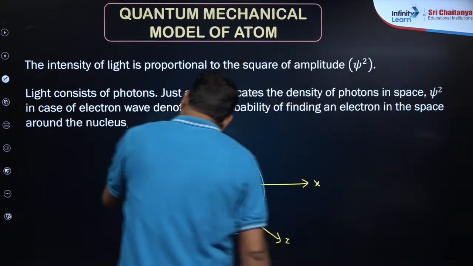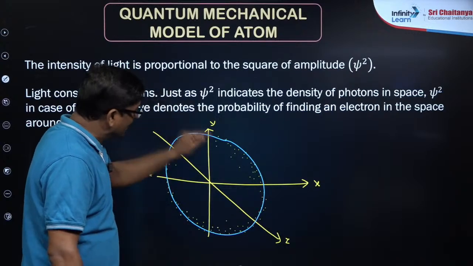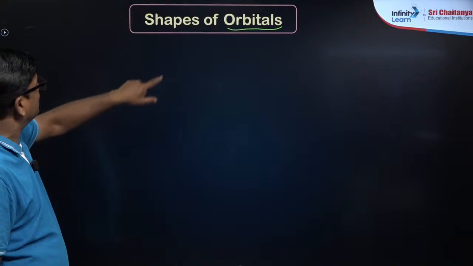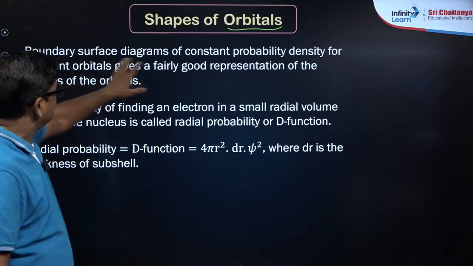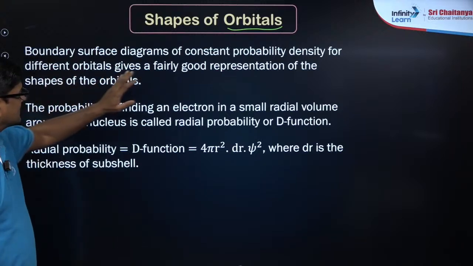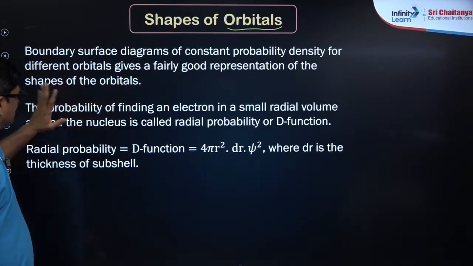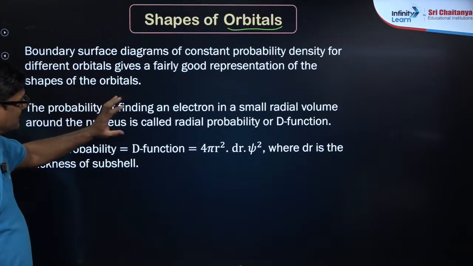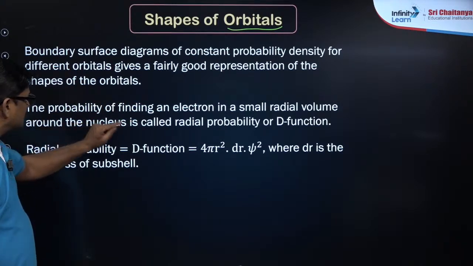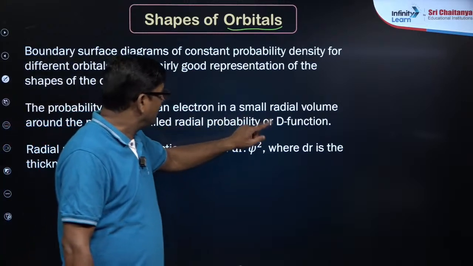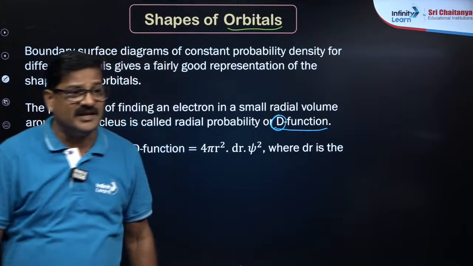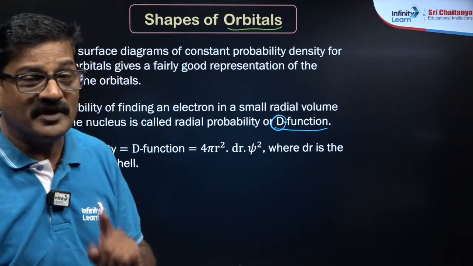And this is the probability finding of the electron. Where it is maximum is called the orbital. That is what you call the shapes of orbitals. Here, boundary surface diagrams of constant probability density of different orbitals are given. It is a fairly good representation of the shapes of the orbitals. The probability of finding an electron in a small radial volume around the nucleus is called radial probability or D function. D stands for radial probability density.